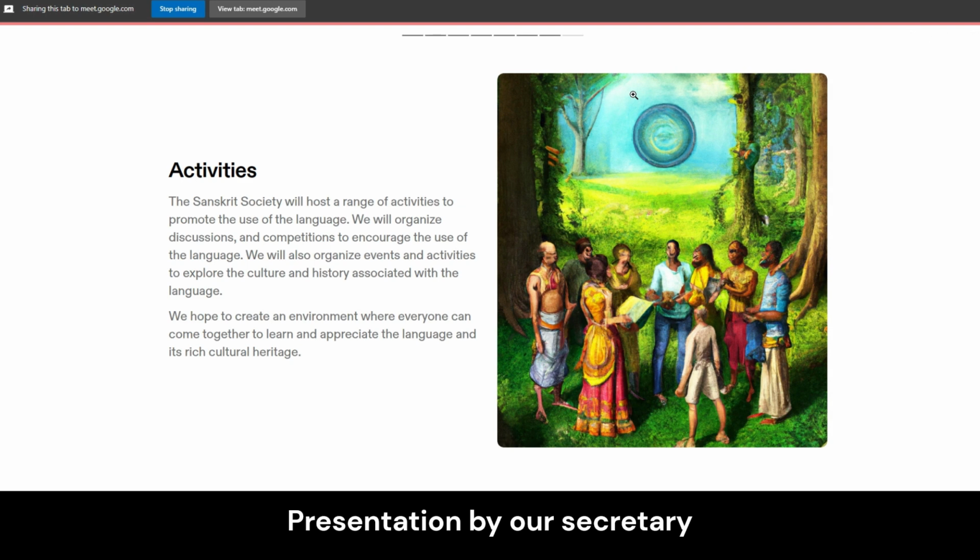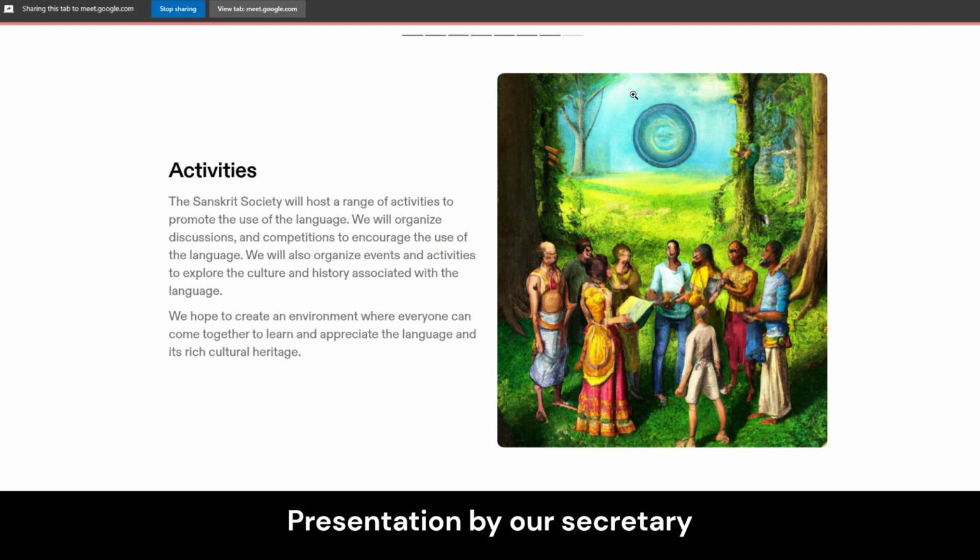So coming to the activities, why do we need some activities for us to develop a language? Because it is what makes it a language. I mean, the basis of the language, right? So the present club will host a range of activities to promote the use of language, to understand the structure of the language, to understand its grammar, to communicate in this language in different ways.